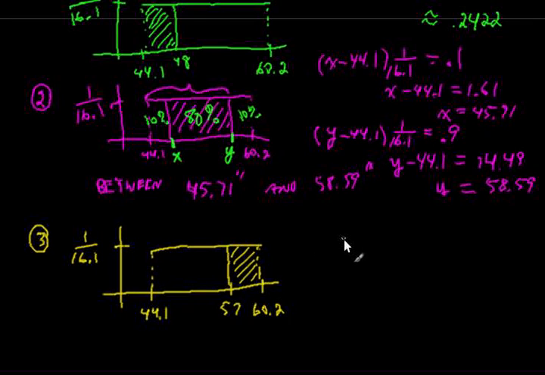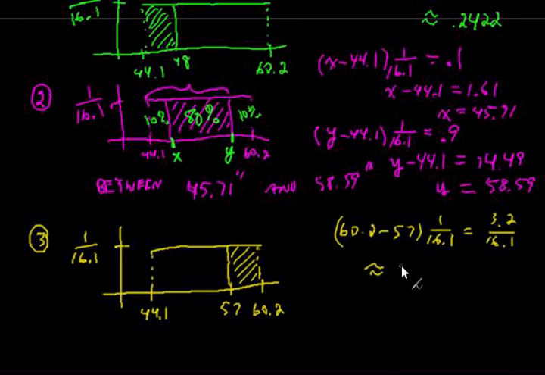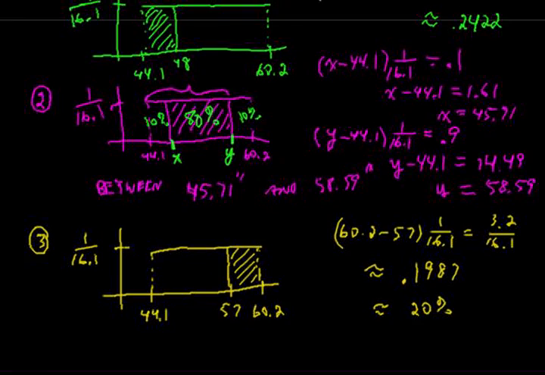So the actual percentage according to our distribution is width 60.2 minus 57 times 1 over 16.1, which is 3.2 over 16.1, or approximately 19.87%, 0.1987, or approximately 20%.